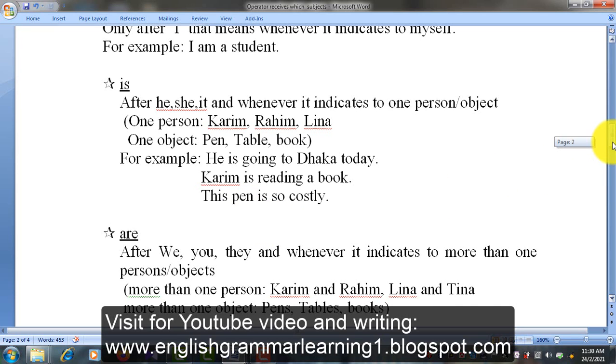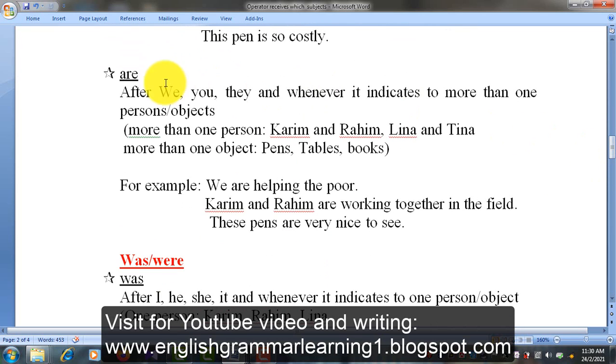Now where to use are? After we, you, they, and whenever it indicates to more than one persons or objects. More than one person means Karim and Rahim, Lina and Tina, Karim and Lina. More than one object means like pens, tables, books. For example, we are helping the poor.